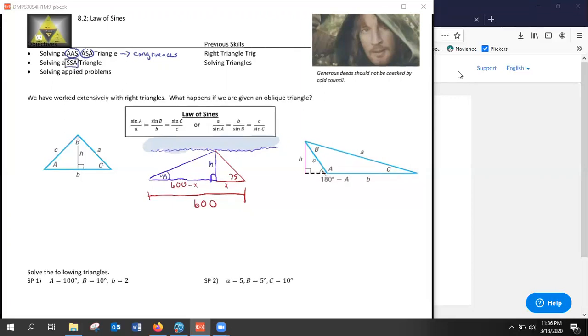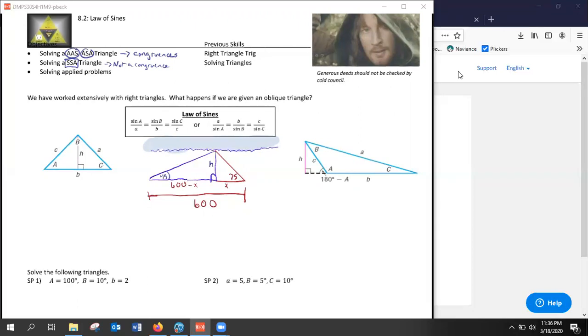I don't know if you guys remember, side-side-angle is not a congruence. And the reason why it's not a congruence is there are multiple triangles that can result from that. We're going to explore that in video number 3. So for video number 1 that we're going to be working with today, we're going to be talking about where this law of sines comes from.